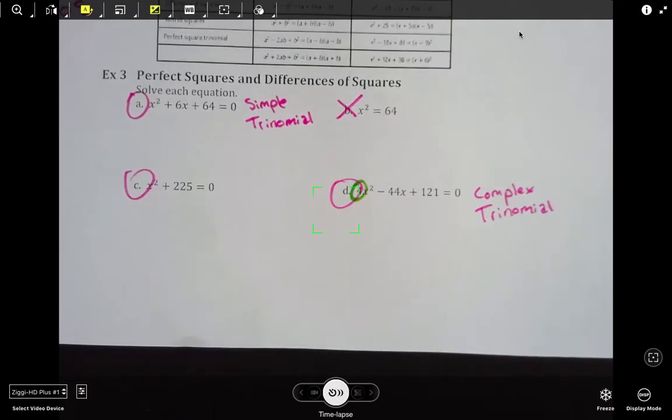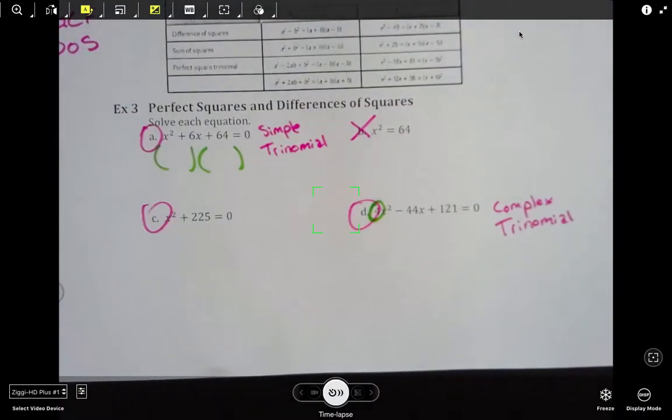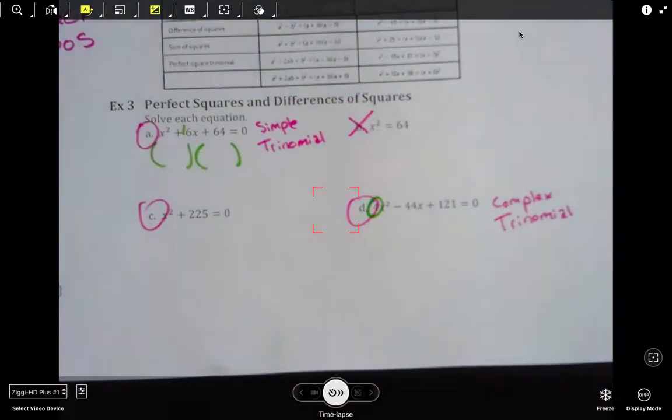Now, simple trinomials. We've done these before. You just break them down into 2 pieces. One thing that I want you to do: there is a typo in A. It should be 16 and not 6. How do you know that? Because I looked in the book, and it didn't work out. So that should be a 16. Fix that really quick.